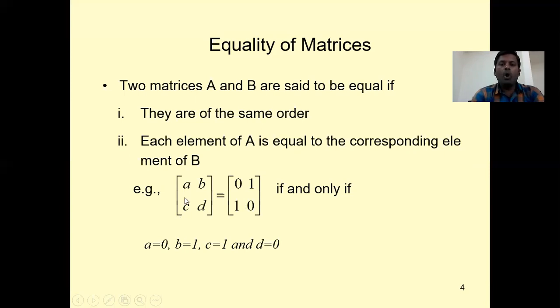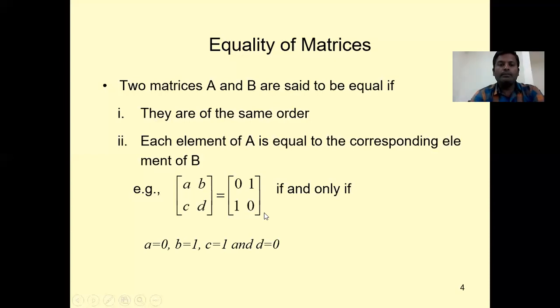You see here A is equal to 0 and B is equal to 1. A is the first element of the first row, and in the same way 0 is the first element of the first row. This is a 2 by 2 matrix and this is also a 2 by 2 matrix.